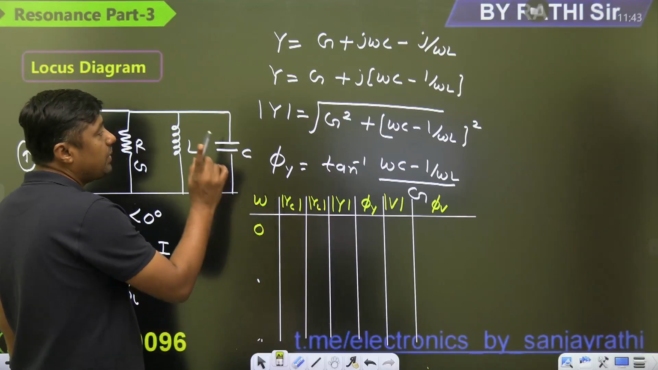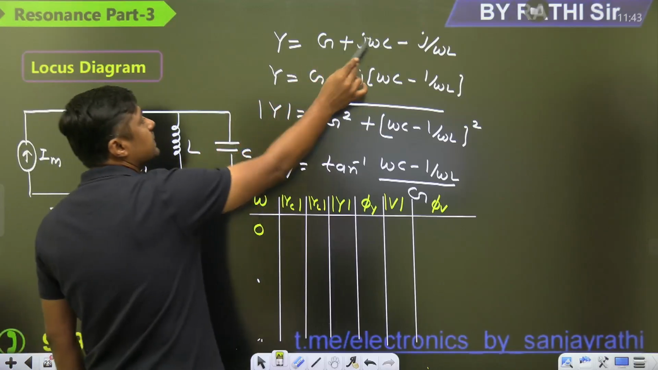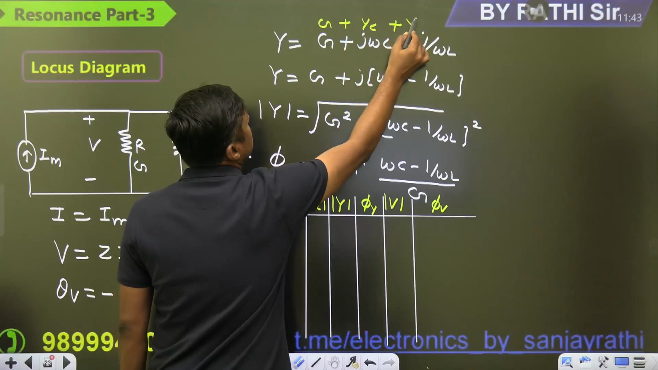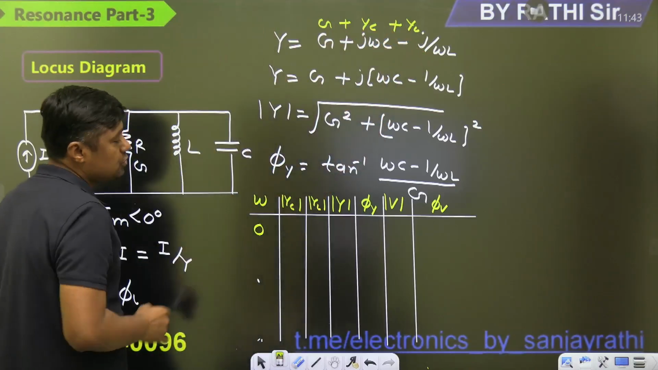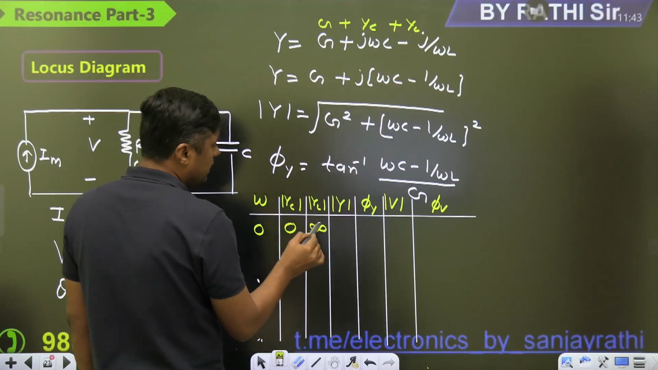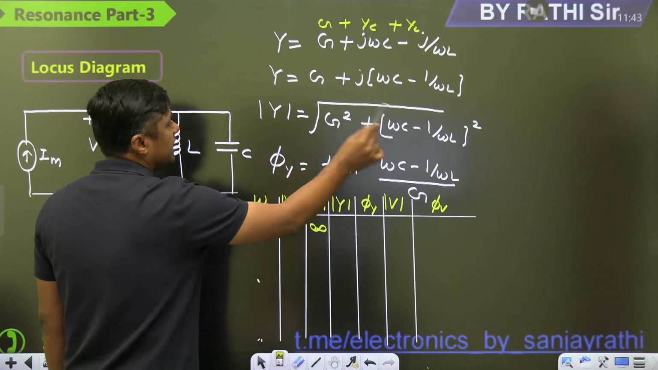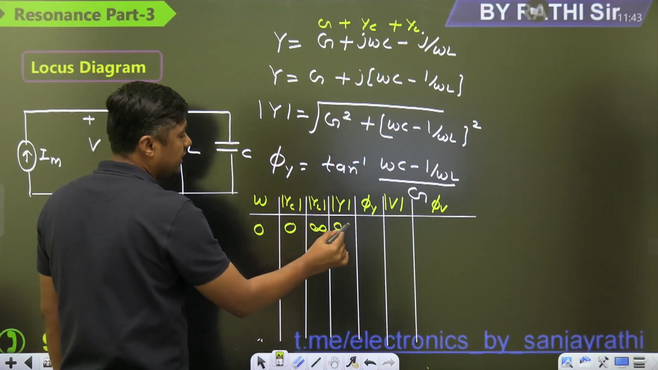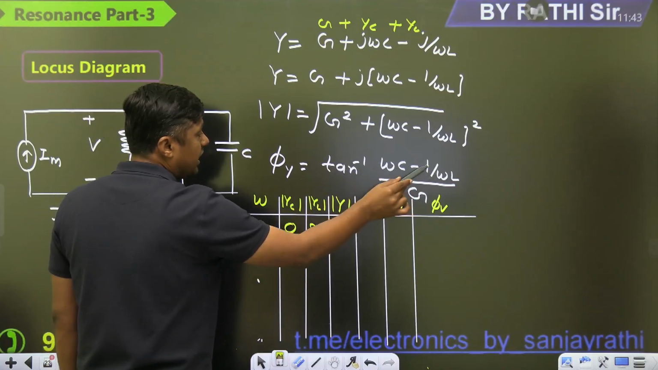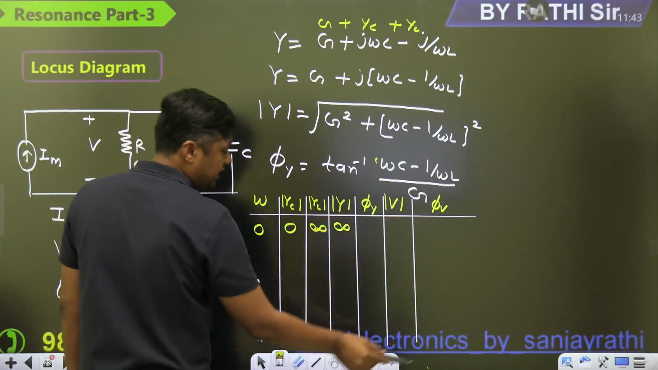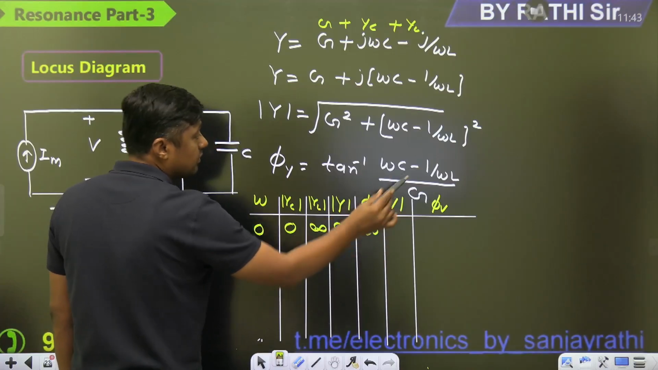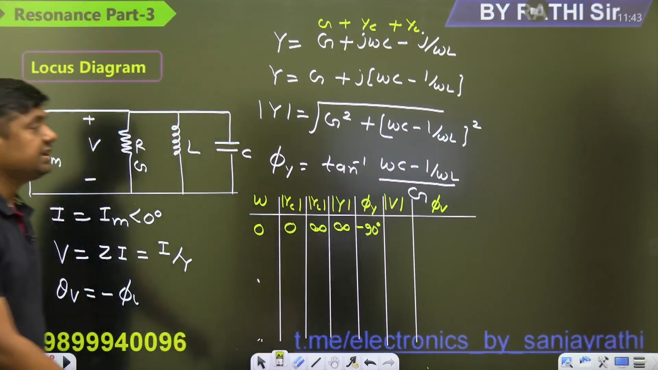What is the YC? Remember, YC is omega C, magnitude is omega C. So YC is 0 means it is 0. YL will become infinite. If any one is infinity, watch this, overall Y will become infinite. And it is infinity, minus infinity, because 1 by omega L, this is 0 and this term is infinity. And that's why the angle will become minus 90 degree. Because of this term, angle will become minus 90 degree.